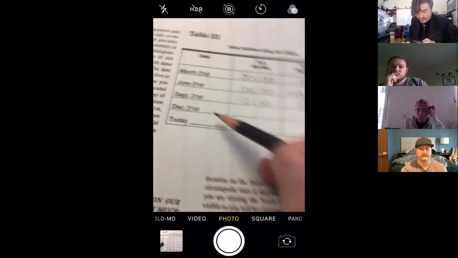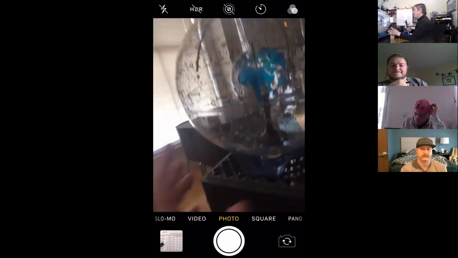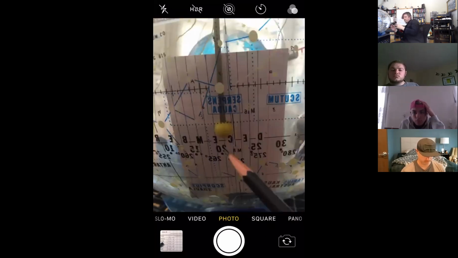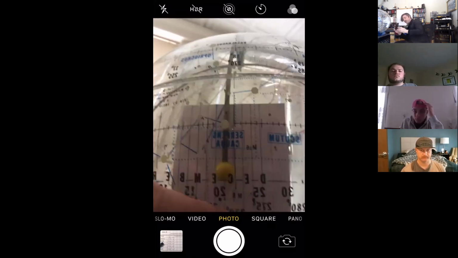And then you guys can probably guess December 21st. What's our man? 18 hours, 0 minutes, and then negative 23.5 degrees. Yeah, it should be down here, so it's negative 10, negative 23.5. Very good.